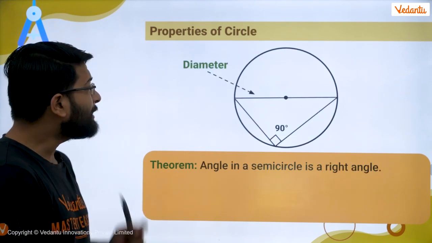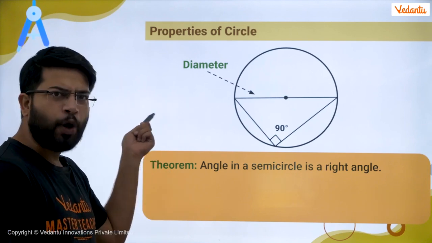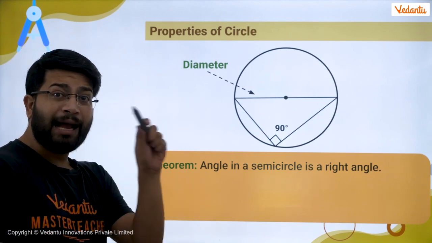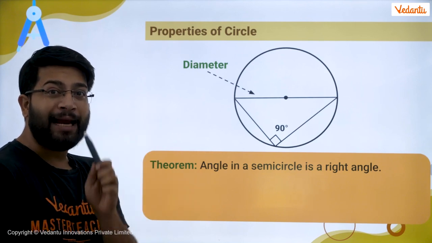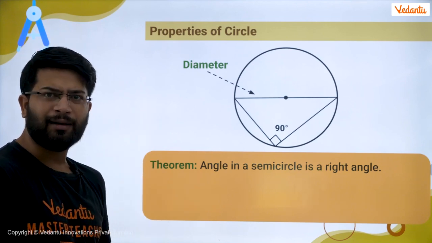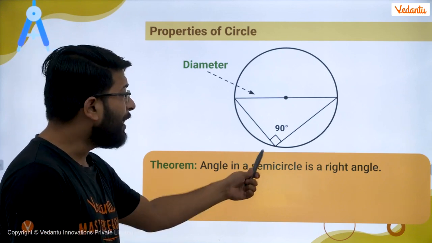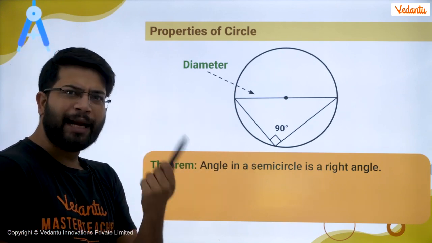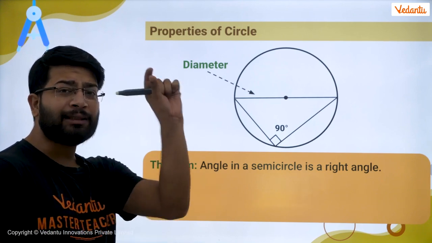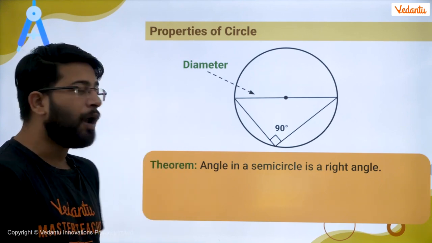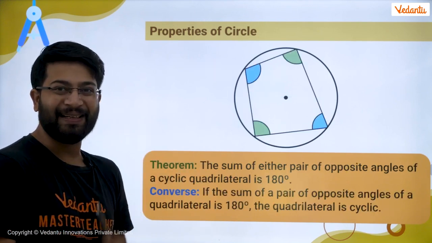Okay? Now, let's say we are talking about the diameter. So we know that the diameter always subtends the angle 90 degrees at the circumference of the circle. And not only at one point, at any point, if I am subtending any angle at the circumference with the help of the diameter endpoints, the angle always will be 90 degrees.